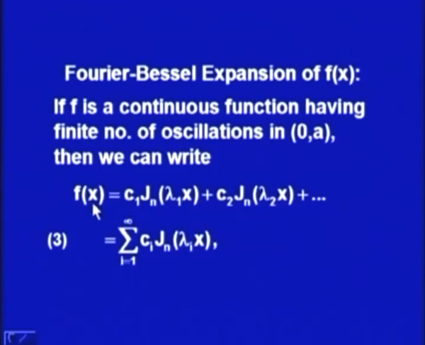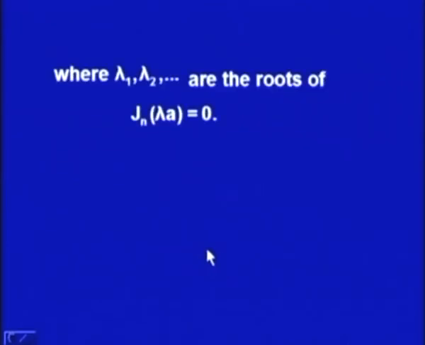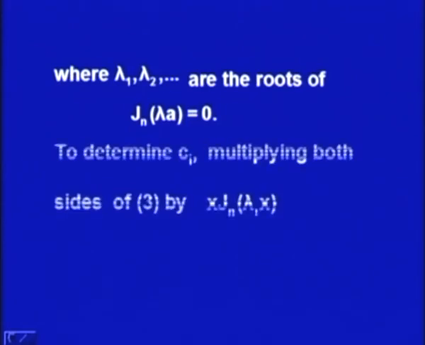So, let us say we want to write f(x) as an infinite series in terms of Bessel functions of order n. Then we assume that f(x) is equal to C1 J_n(λ1 x) plus C2 J_n(λ2 x) and so on, or in short we can write the function f(x) as the sum over i equal to 1 to infinity of C_i J_n(λ_i x), where λ1, λ2, λ3 and so on are the roots of the equation J_n(λ a) = 0.